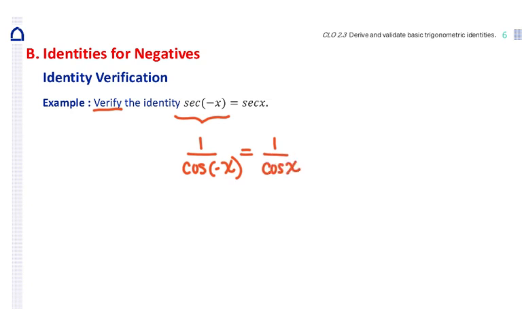And then I use the negative identity. Because cosine is an even function, it means that the cosine of negative x is exactly equivalent to the cosine of x. So on the left, I have 1 over cosine x. On the right, I have 1 over cosine x. So everyone will agree that this identity also holds.